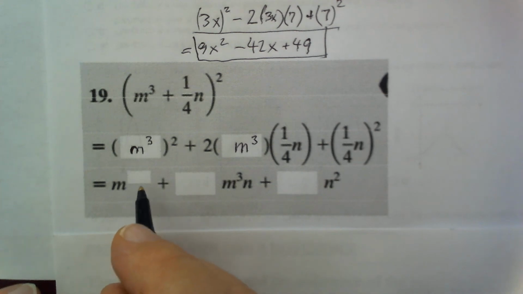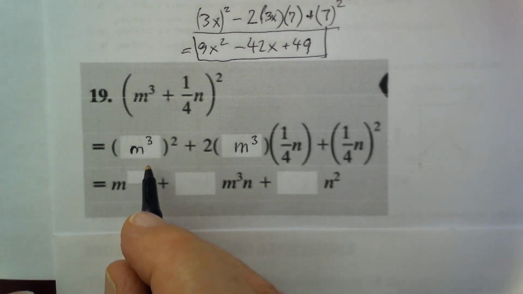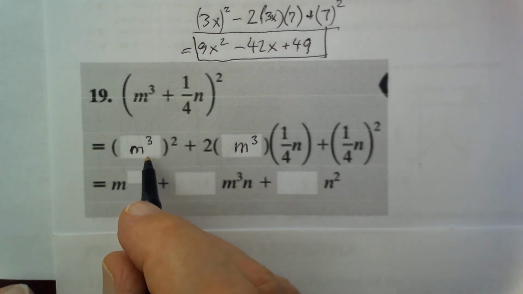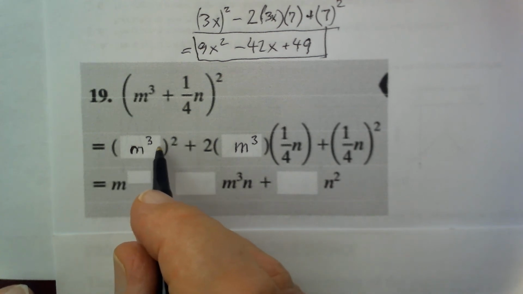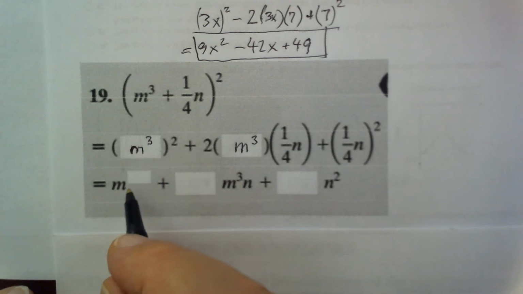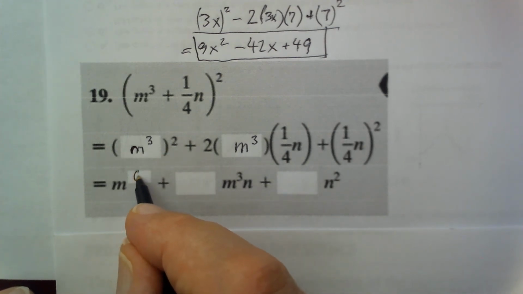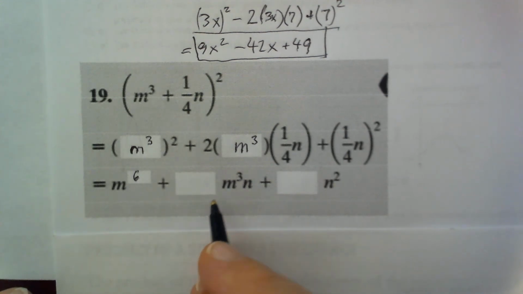Now, remember I mentioned to you the power of a product rule, the power of a power rule, that's where we multiply the exponents. So that's m to the 3 times 2, or m to the 6 power. Again, that's on page 26.